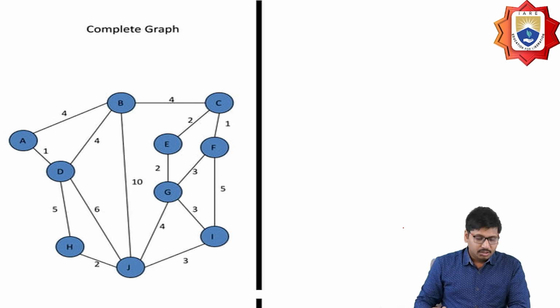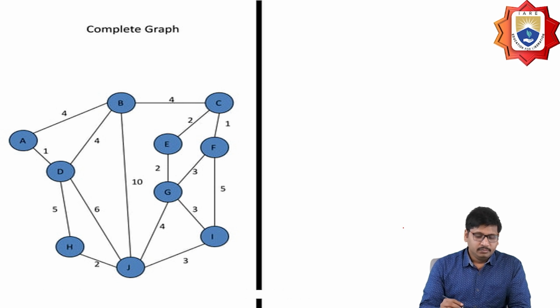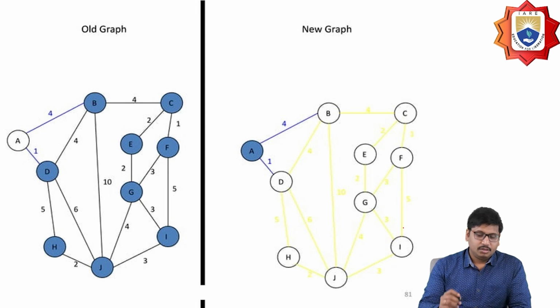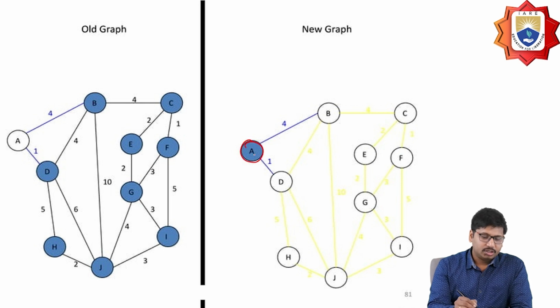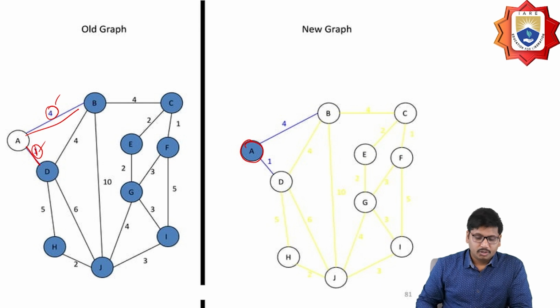So let us consider this complete graph with the known weights. I have to construct the minimum spanning tree according to Prim's algorithm. Initially I'm going to construct a new graph, and the starting node is A. From A I have two options: one edge has weight 1 and another has weight 4. Among these two I'm going to consider the cheaper one, so I'm going to consider A to D.